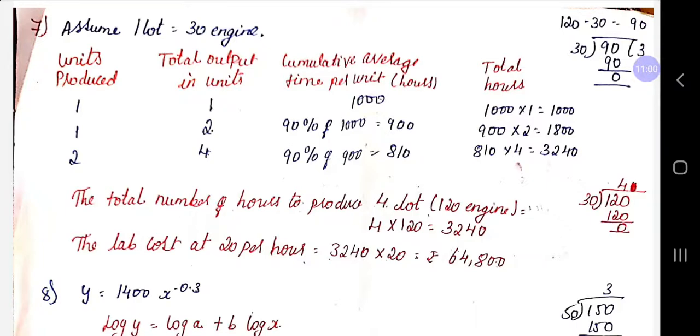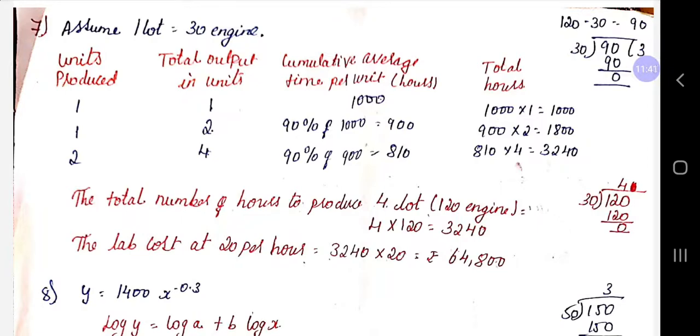Here there is one twist, and I will explain it. ABC company required 100 hours to produce the first 30 engines. If the learning curve effect is 90%, find the total labor cost, which is 20 per unit produced, for 120 engines. Here 120 engines are given, so 120 minus 30 you will get 90 engines, because one lot is 30 engines.